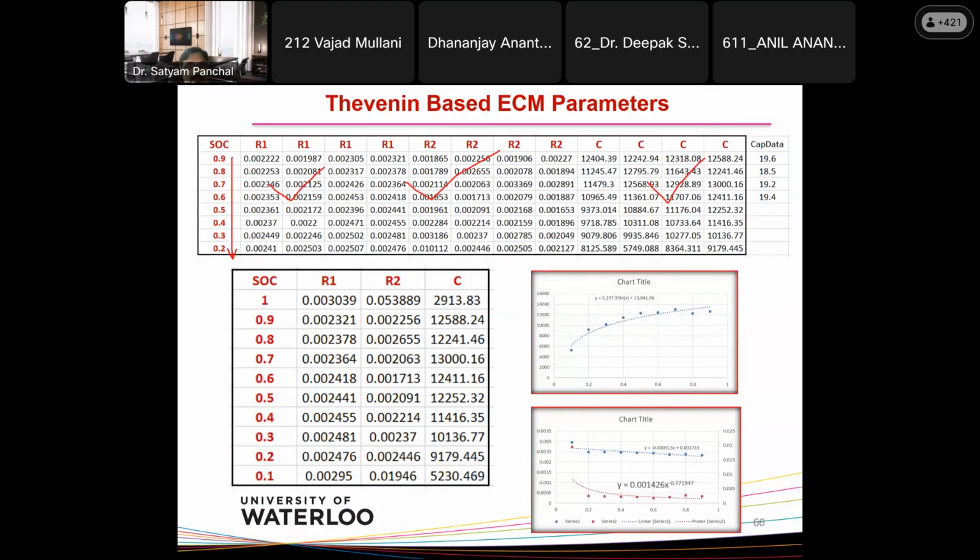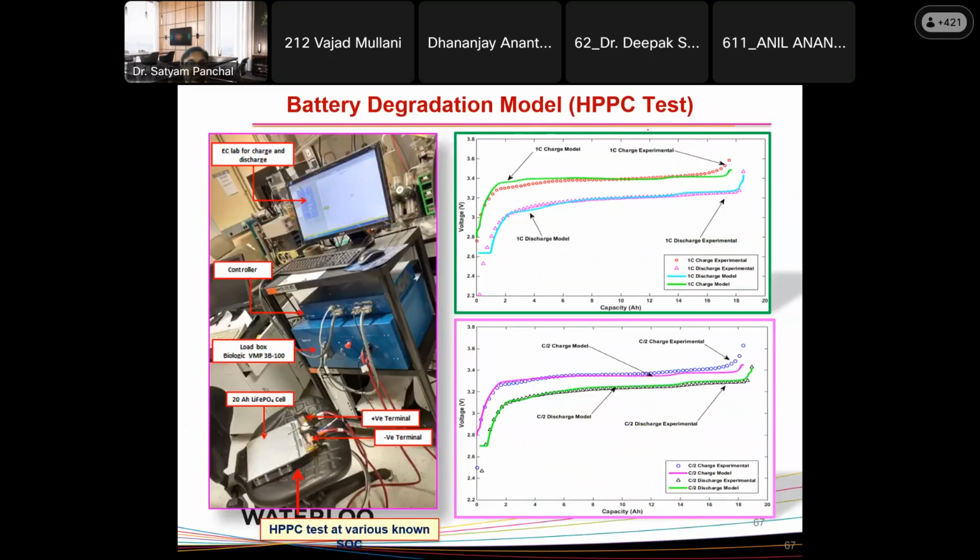Now this is the HPPC data. I don't know if you're aware of the hybrid pulse power characterization test. This is the setup. We have a BioLogic setup, and we used it for the HPPC. Here you can see the 1C discharge experiment validation, 1C charge model versus experimental, the same way at lower C/2 charge model versus experimental, and C/2 discharge model versus experimental comparison.